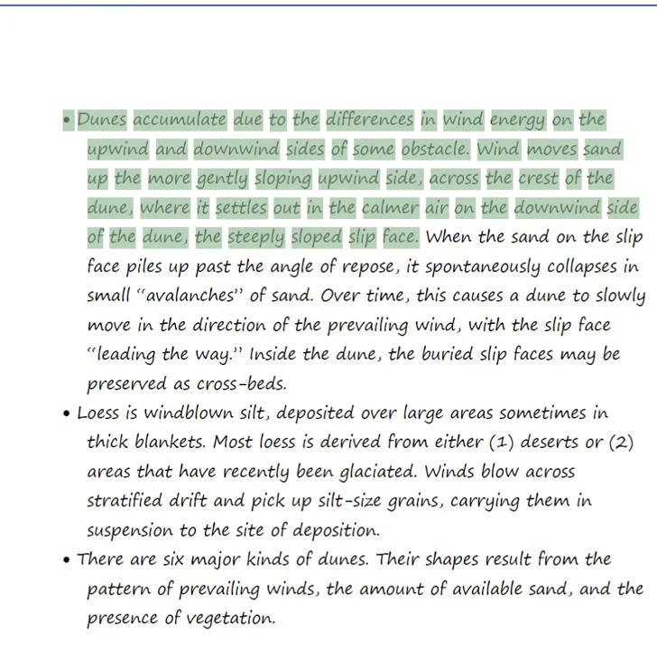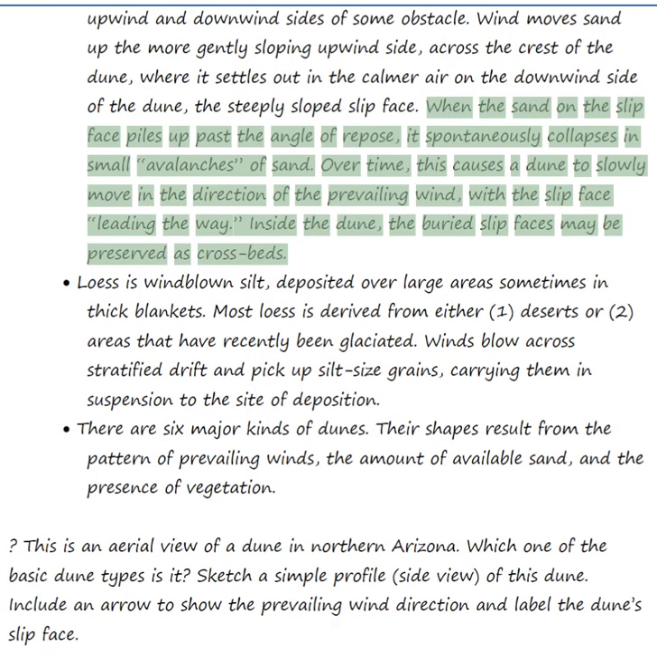Dunes accumulate due to the differences in wind energy on the upwind and downwind sides of some obstacle. Wind moves sand up the more gently sloping upwind side, across the crest of the dune, where it settles out in the calmer air on the downwind side of the dune, the steeply sloped slip face. When the sand on the slip face piles up past the angle of repose, it spontaneously collapses in small avalanches of sand. Over time, this causes a dune to slowly move in the direction of the prevailing wind, with the slip face leading the way. Inside the dune, the buried slip faces may be preserved as crossbeds.